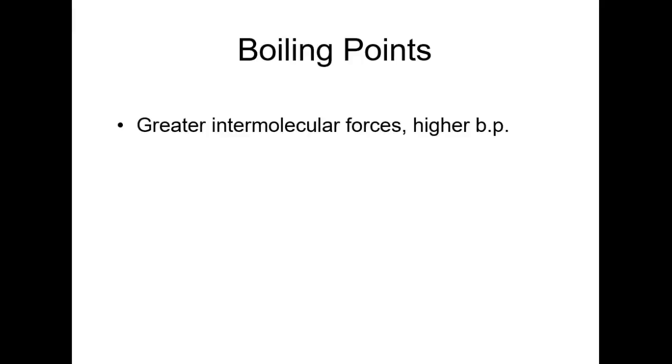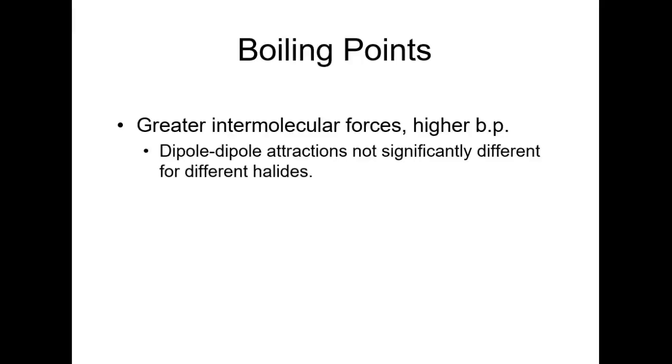Boiling points. Boiling points are relatively high because you have dipole-dipole forces. Relatively high compared to hydrocarbons. They're not as high as compounds that form hydrogen bonding, but because of the dipole-dipole attractions, they have pretty high boiling points. It doesn't matter if it's chlorine, bromine, fluorine, or iodine. It's not like one halogen makes a bigger difference than the others. They are pretty much the same.